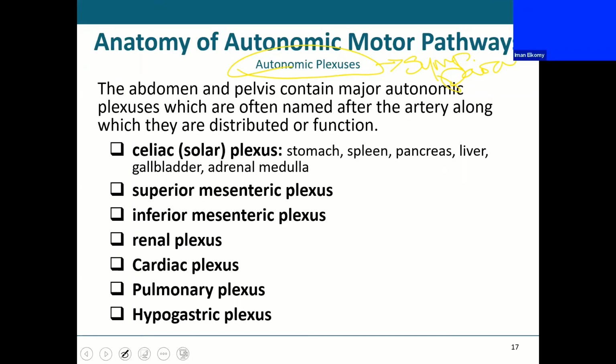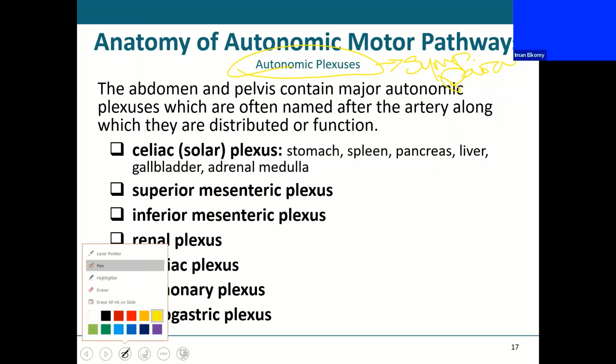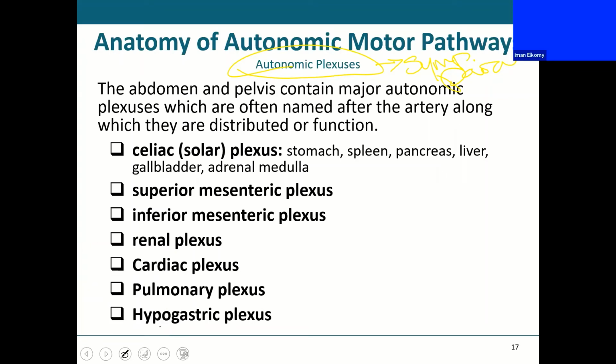Now, I'm not going to spend a lot of time on these plexuses because it's not that big of a deal. They are pretty self-explanatory. You can pretty much guess because these plexuses were actually named after either the organ they innervate or the artery they're next to or the area they're next to. So their names really tell you what they do. It makes it super easy.